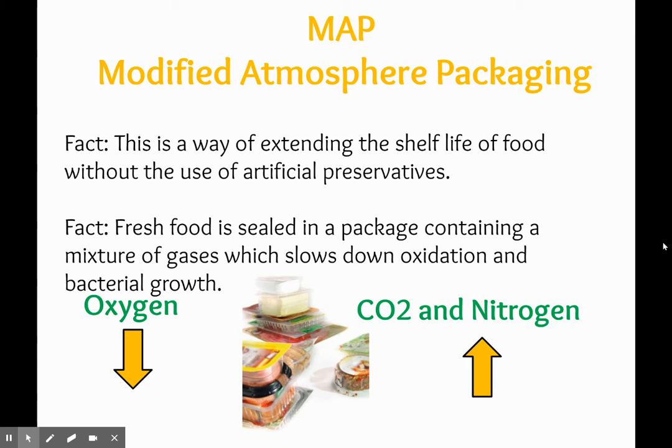Modified atmosphere packaging. This is a way of extending shelf life of a food without the use of artificial preservatives. So, fresh food is sealed in a package containing a mixture of gases which slows down oxidation and bacterial growth. So, there is an increase in CO2 and nitrogen within the packet and a decrease in oxygen. And by decreasing this oxygen level, that is going to restrict bacterial growth, as one of the factors that bacteria need to multiply is oxygen.